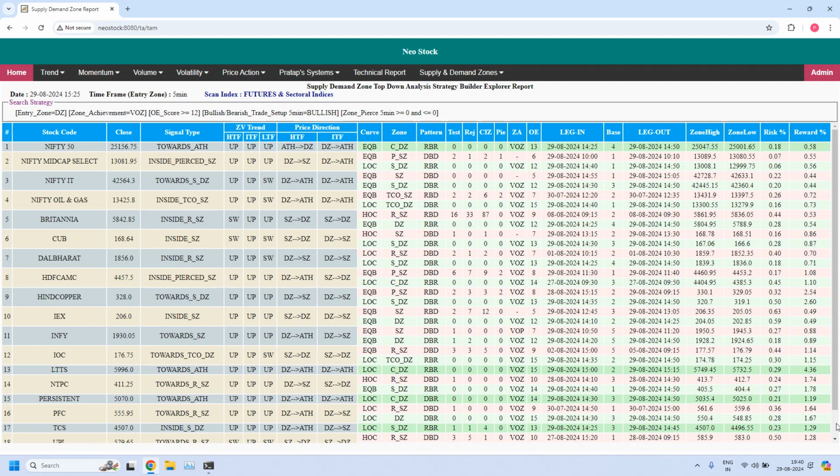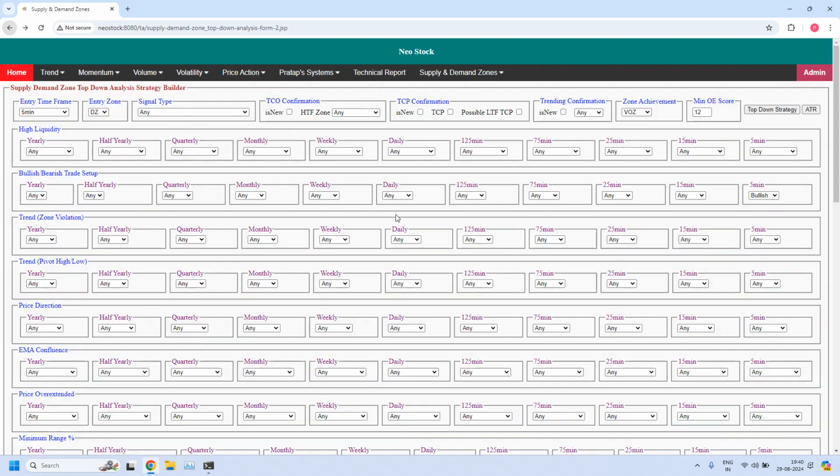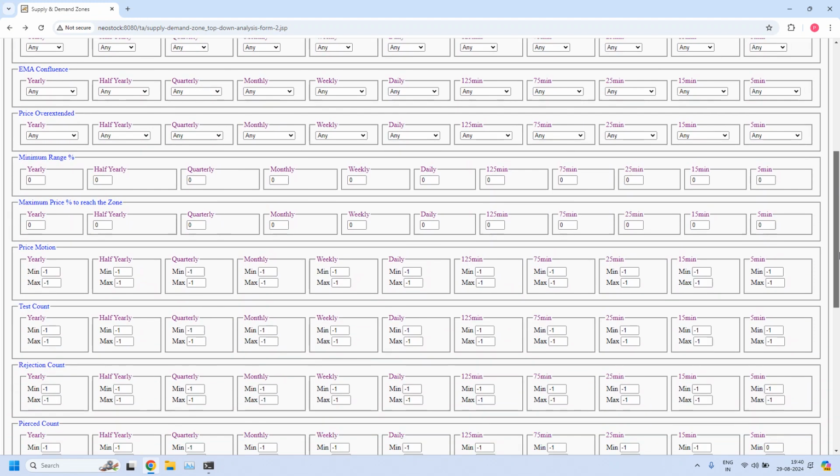Even Nifty 50 is also having hourly income trade bullish trade setup. Let me scroll the list down. So total 19 stocks are filtered. Let's verify out of these 19 how many are having confluence with ITF time frame. For 5 minutes entry time frame, ITF is 15 minutes. So 5 minutes and 15 minutes demand zone confluence we should look for.